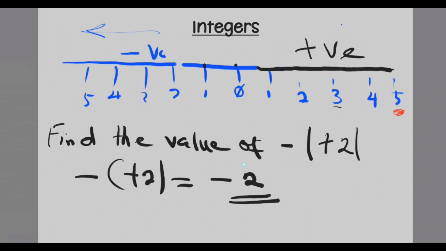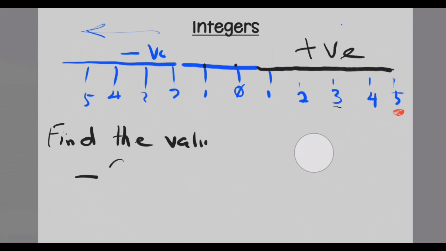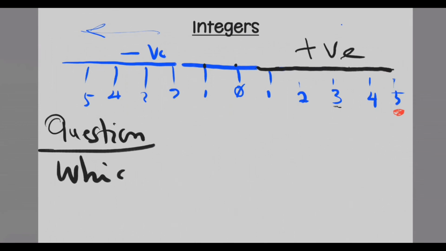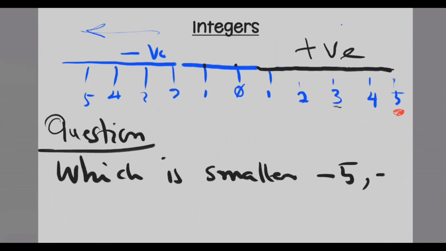Now let's go to the final way you can use everything we talked about today. Question: Which is smaller, -5 or -2? Which one is smaller? Our answer here is -5.